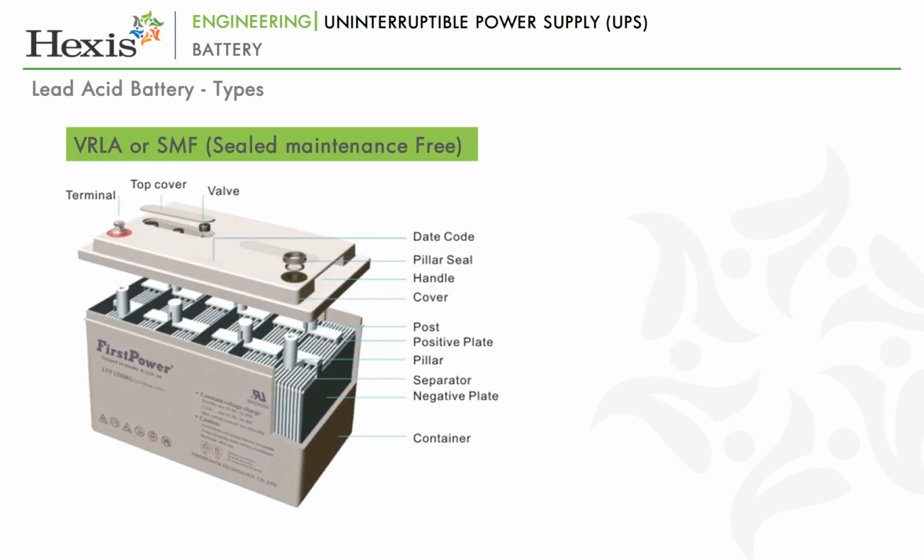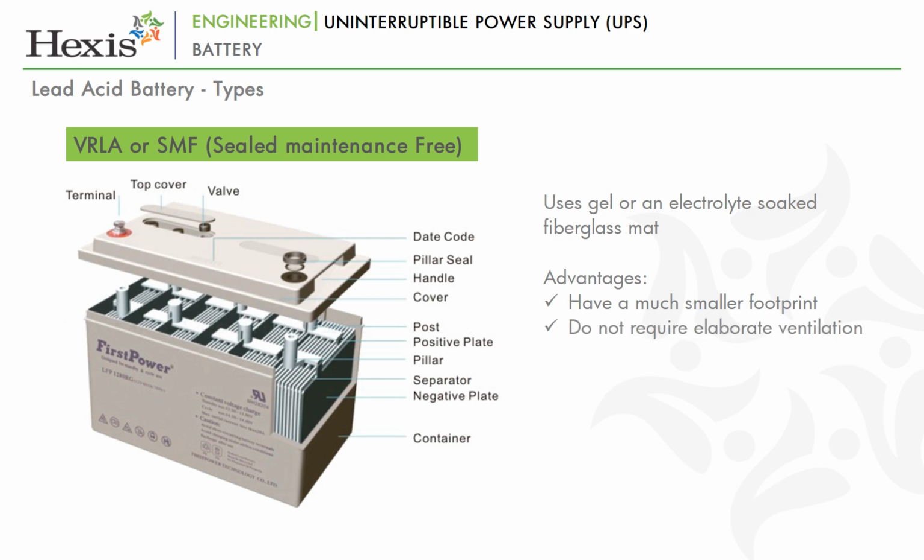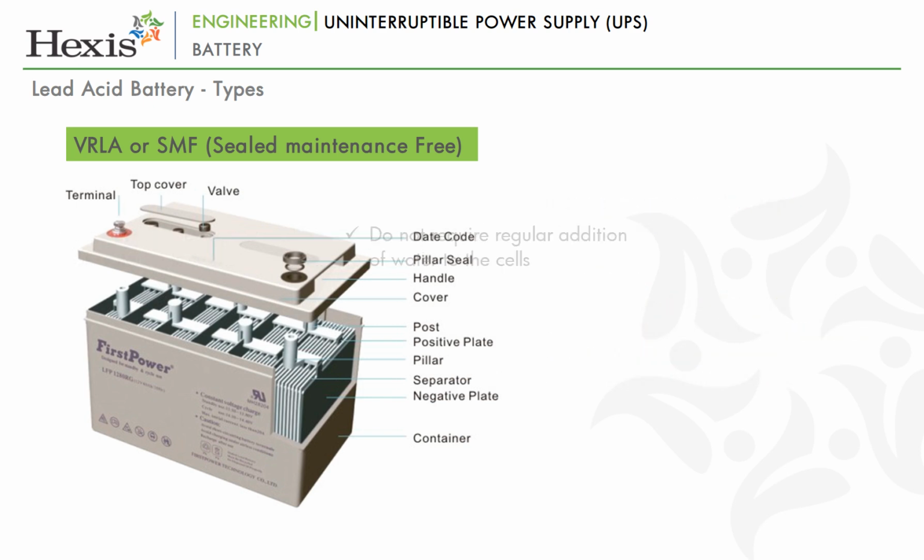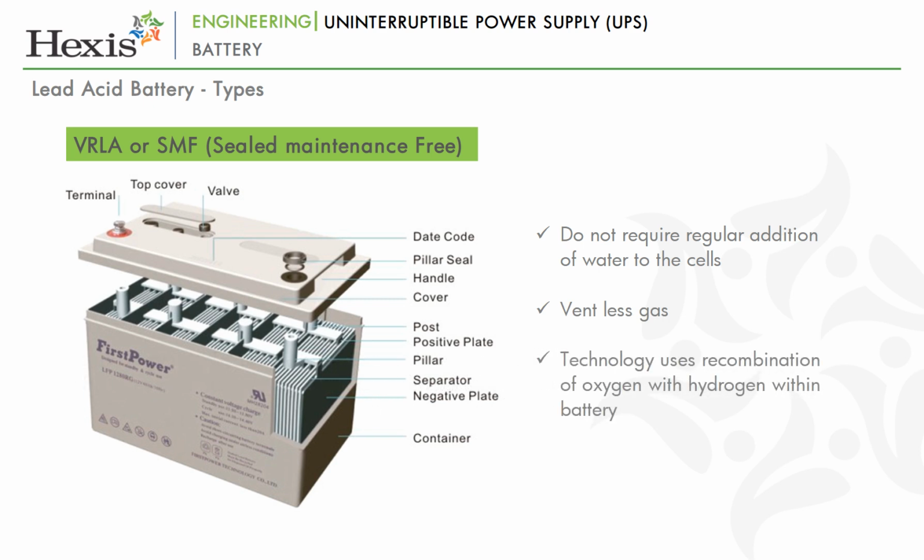In the VRLA or SMF, that is sealed maintenance-free battery, the liquid electrolyte is replaced by a gel or an electrolyte-soaked fiberglass mat. The VRLA batteries have a much smaller footprint, do not require elaborate ventilation, can be mounted in racks, and are almost maintenance-free. There is no need to add water regularly in VRLA batteries and they vent less gas compared to the conventional lead-acid batteries. VRLA batteries use recombination of oxygen with hydrogen within the battery to produce water, thus preventing any water loss.